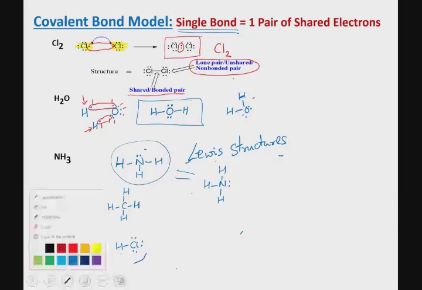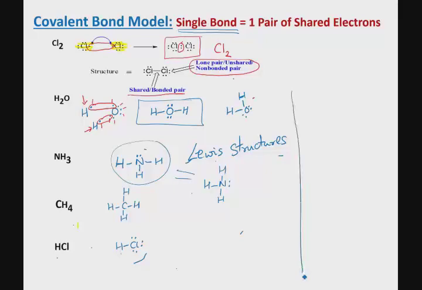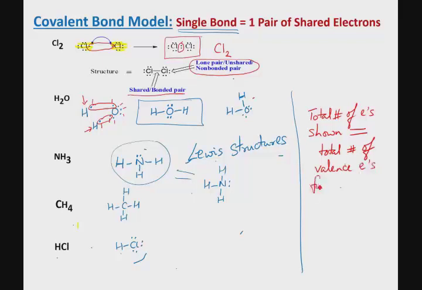In other words, when you are drawing these structures, you need to be sure that the total number of electrons that are shown in the structure equals the total number of valence electrons for all the atoms in the molecule.